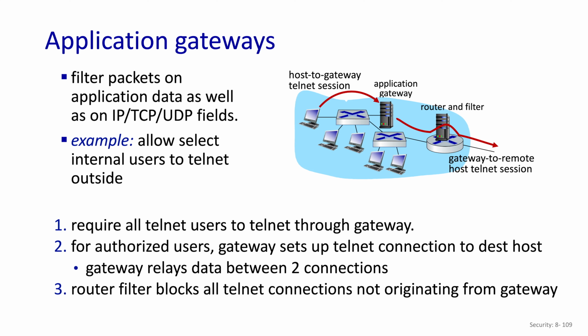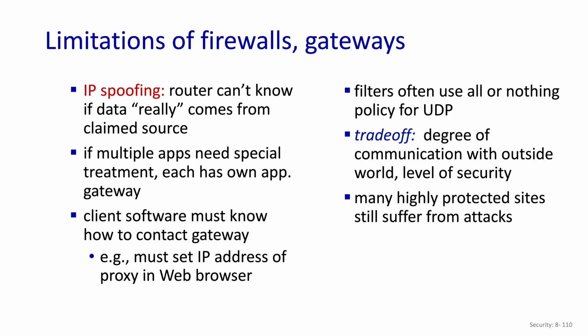The application gateway established a new TCP session with the end destination. And by the way, this application gateway has to be allowed through the firewall to get there. So the router blocks all telnet connections that didn't come from the gateway, which simplifies its rule set. All right, we have some limitations when dealing with firewalls and gateways.